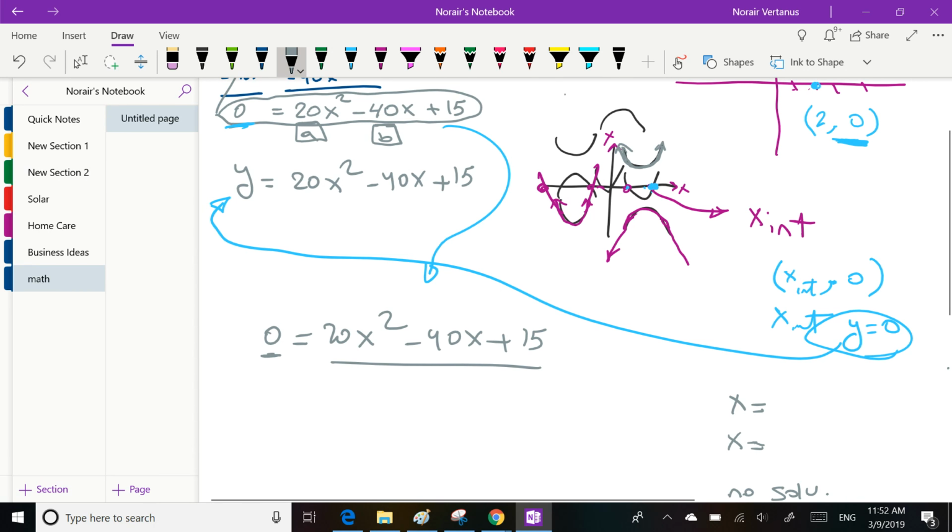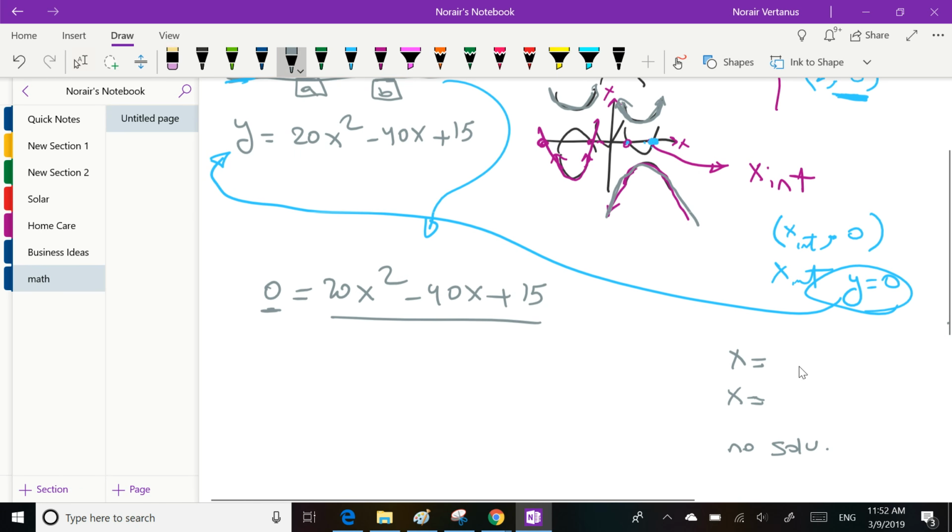That doesn't mean that nothing is there. Yes, there is. It's a parabola like that, or like this, or like this. None of these are intersecting the x-axis. They say no solution means it doesn't intersect the x-axis for this kind of problem. Cool.